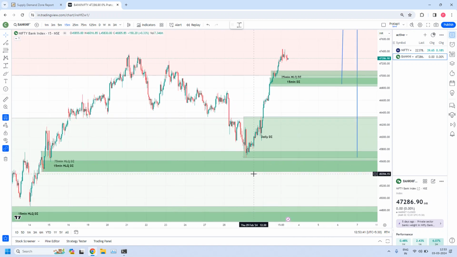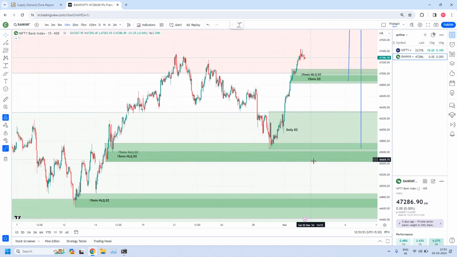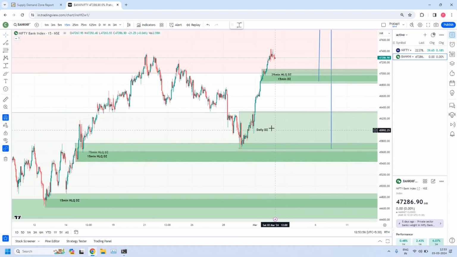And observe carefully. This 15 minutes high liquidity demand zone inside the 75 minutes demand zone will act as a bear trap for this daily demand zone. But this is a normal daily demand zone. Some people who take trades in the daily demand zone, if this is violated, they will exit. But below that the real order flow is there. Maybe it could be a trap. This 15 minutes high liquidity demand zone is a trap. It is a bear trap. Sorry, not bear trap, bull trap.